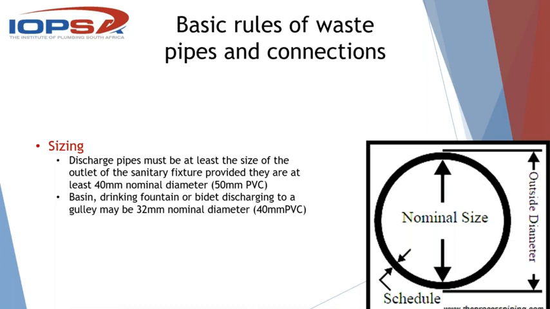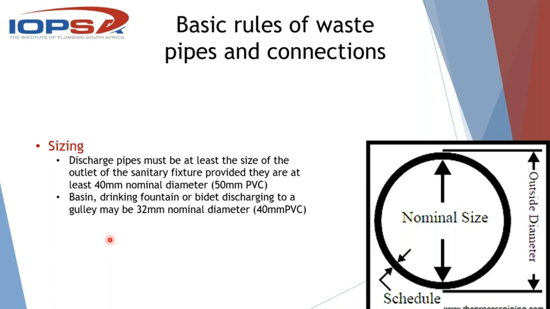The one exception, or the couple of exceptions to that rule, provided it's not discharging into a stack, remember, is that basins, drinking fountains, or bidets, the discharging pipes, if they're discharging into a gully, may be 32 mil nominal diameter, in other words, 40 mil PVC. But the other rules apply. In other words, you can't interconnect them, can't join them together, they must be straight, and so that's the criteria.